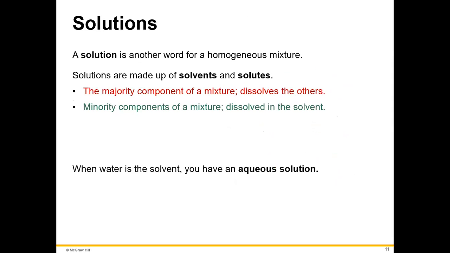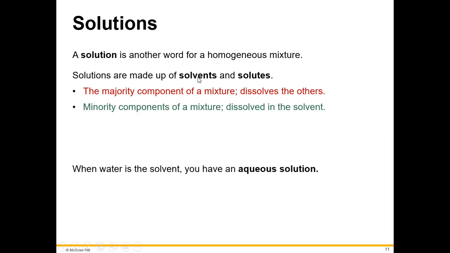All right, a solution is another word for a homogeneous mixture. We learned that word a few chapters ago. A homogeneous mixture just means a mixture where the composition is uniform throughout. And so a solution forms when a solvent and a solute combine. A solute is the substance that's being dissolved, and the solvent is what you're dissolving in.